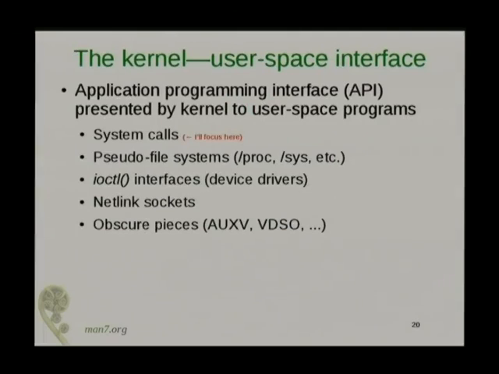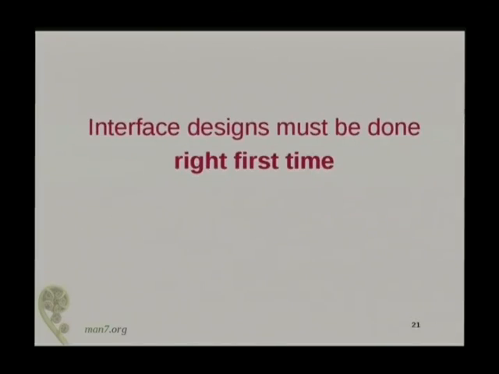What I mean by this is things like system calls, pseudo file systems, ioctl interfaces, netlink sockets, and a few other more obscure pieces of interface that the kernel presents to user space. Mainly I'm going to talk about system calls for my examples. The thing is, interface designs pretty much have to be done right the first time. So there's not a concept of getting things right in the end.